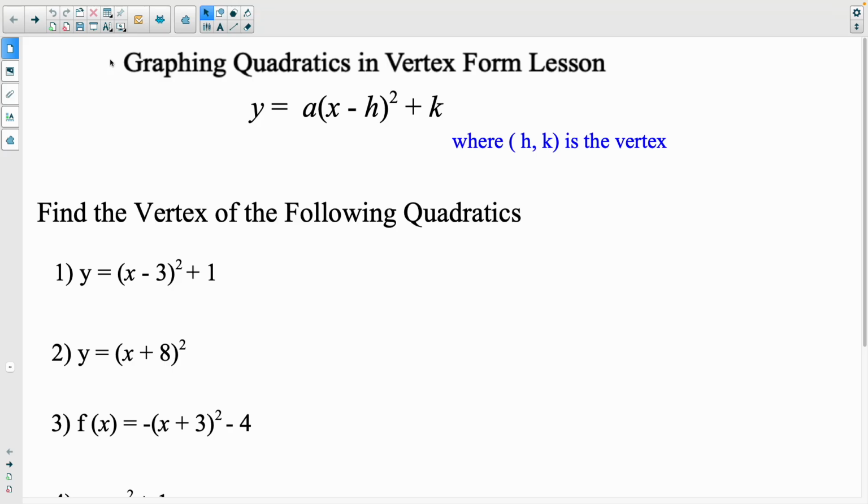Okay, so if we look at number 1, the vertex is going to be the opposite of this. So instead of negative 3, the x-coordinate is positive 3, and then the y-coordinate would be positive 1. It's exactly what the second number is.